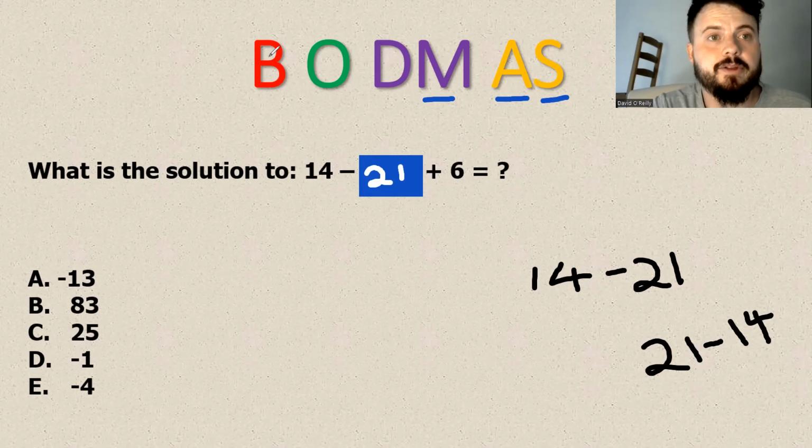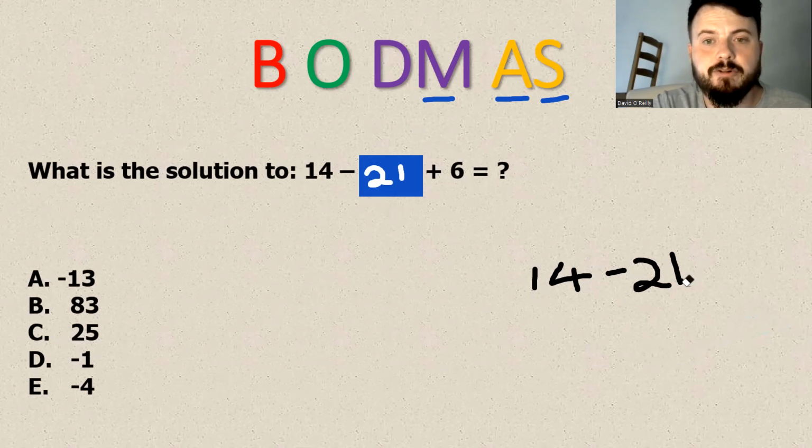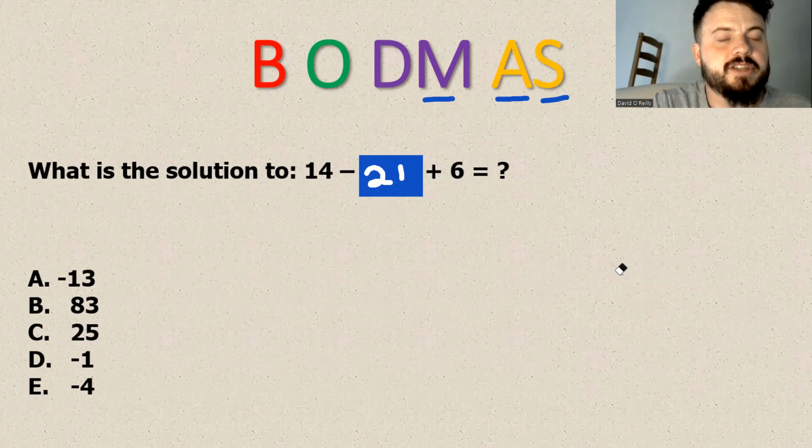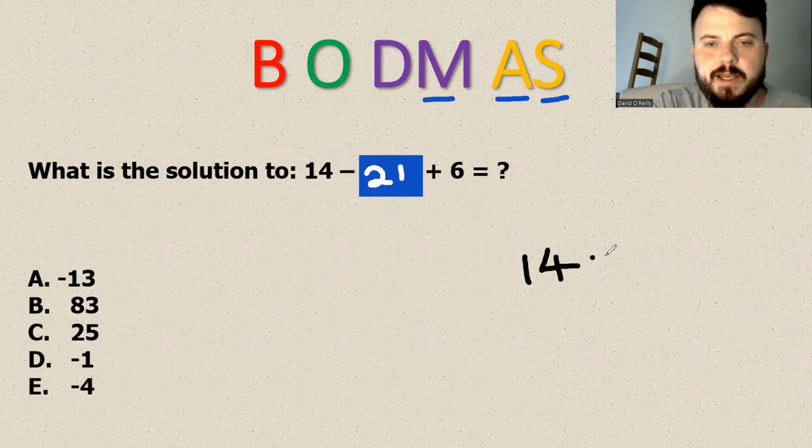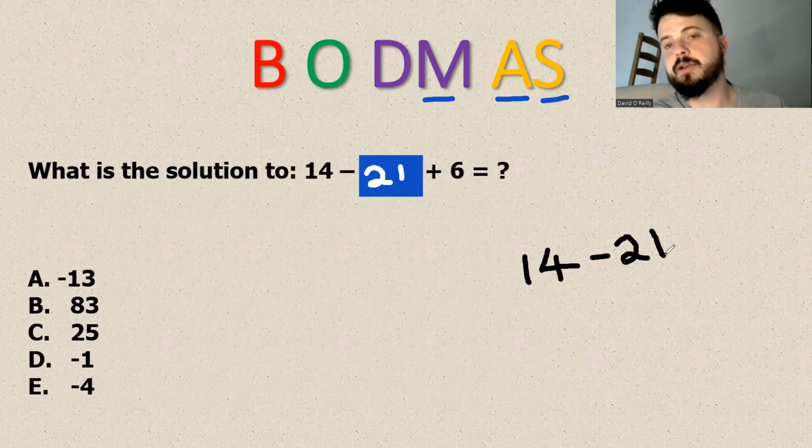So let's go back to this step and do it the correct way. So we've got 14 subtract 21. Yes, we can do that, okay? It is not impossible, and we should know this. So hopefully you'll remember this now, okay? You can always take a bigger number away from a smaller number.